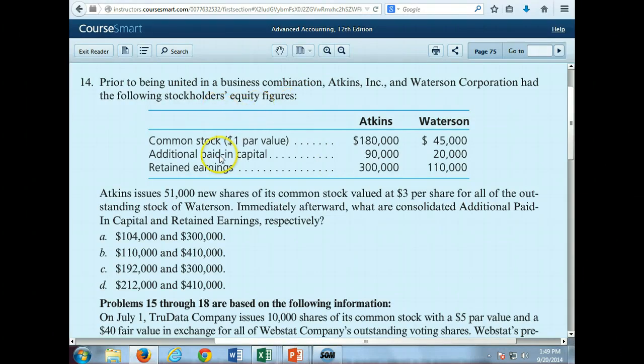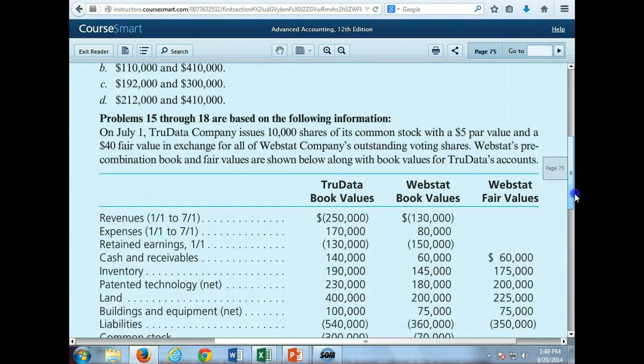So, guys, what's the correct answer here? The 192 and the 300,000, isn't it? Okay.